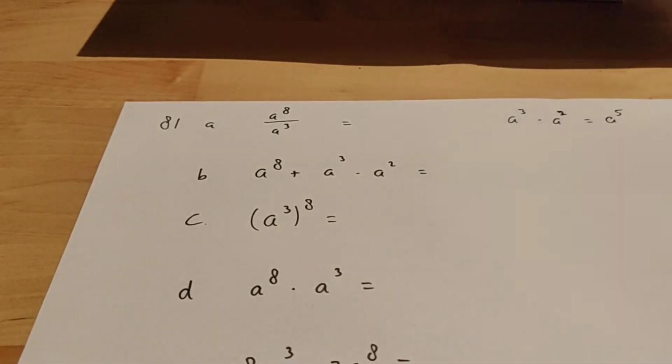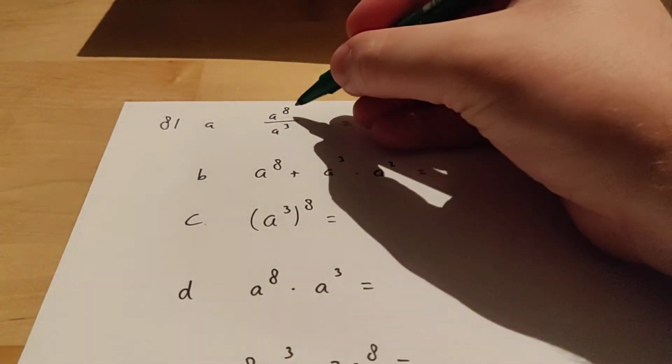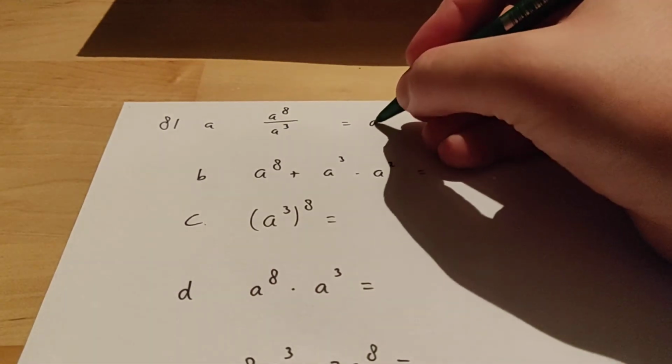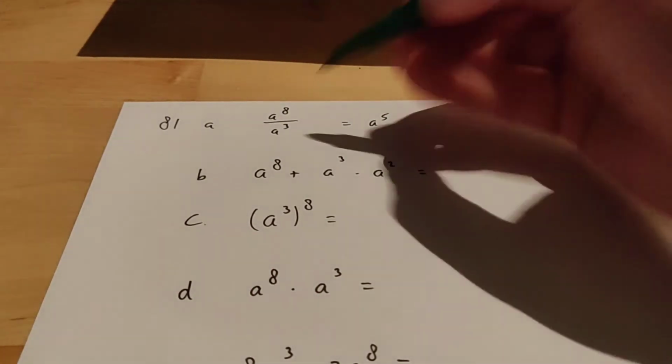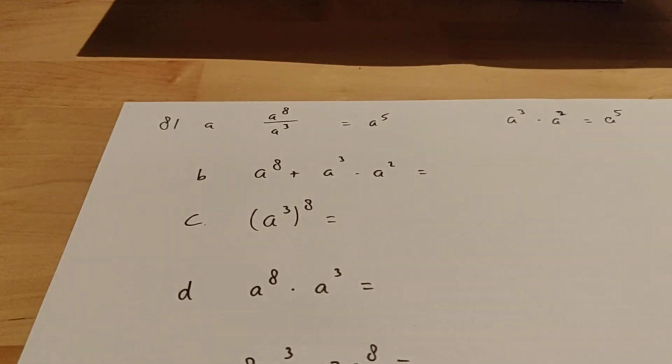Divided by is the opposite of times. So if you have to add them here, it makes sense that you have to do minus there. So 8 minus 3 is 8 to the power of 5. So if you divide powers, you subtract these two numbers.